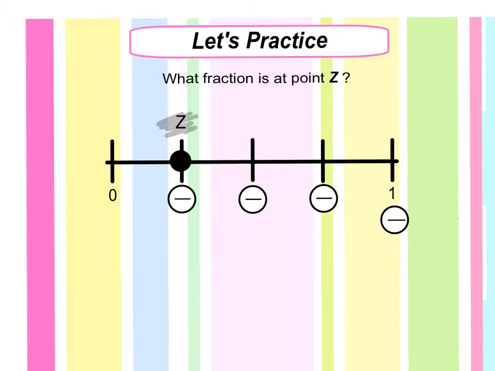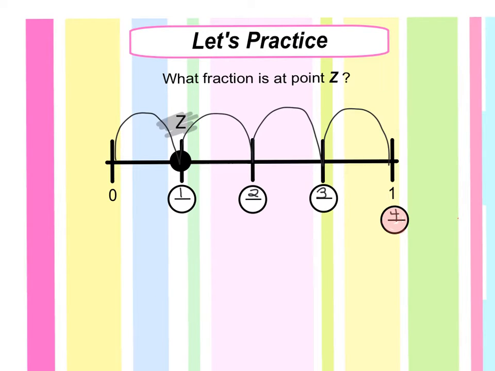First, let's find our numerators. Remember, when I'm finding a numerator, I start at my 0 and I count up. 1, 2, 3, and 4. Next, I need to find my denominator. When I'm looking at my denominator, I'm asking myself, how many equal parts did I split my whole into? Because I counted up to 4 when I was counting numerators, I know that my denominator is 4.